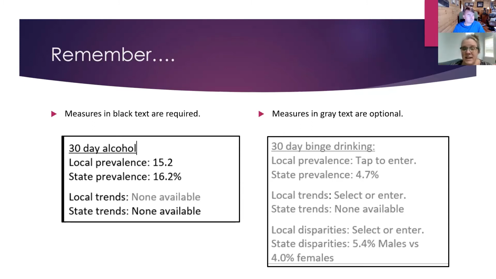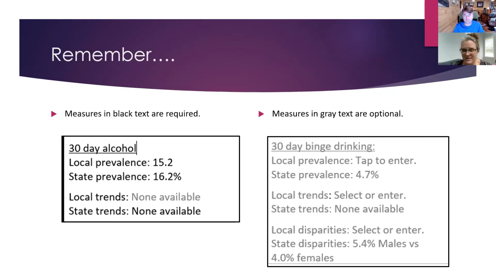So the first thing is all the measures that are written in black text are required. So you can see in the example on the left-hand side of your screen, 30-day alcohol use, local prevalence and state prevalence, local trends and state trends are a required entry. Where the items on the right-hand side of your screen that are written in gray are optional. Those are things that you could include if you wanted to. There are reasons why you might want to include some of those optional items, and there's reasons why you might not want to include some of those optional items.